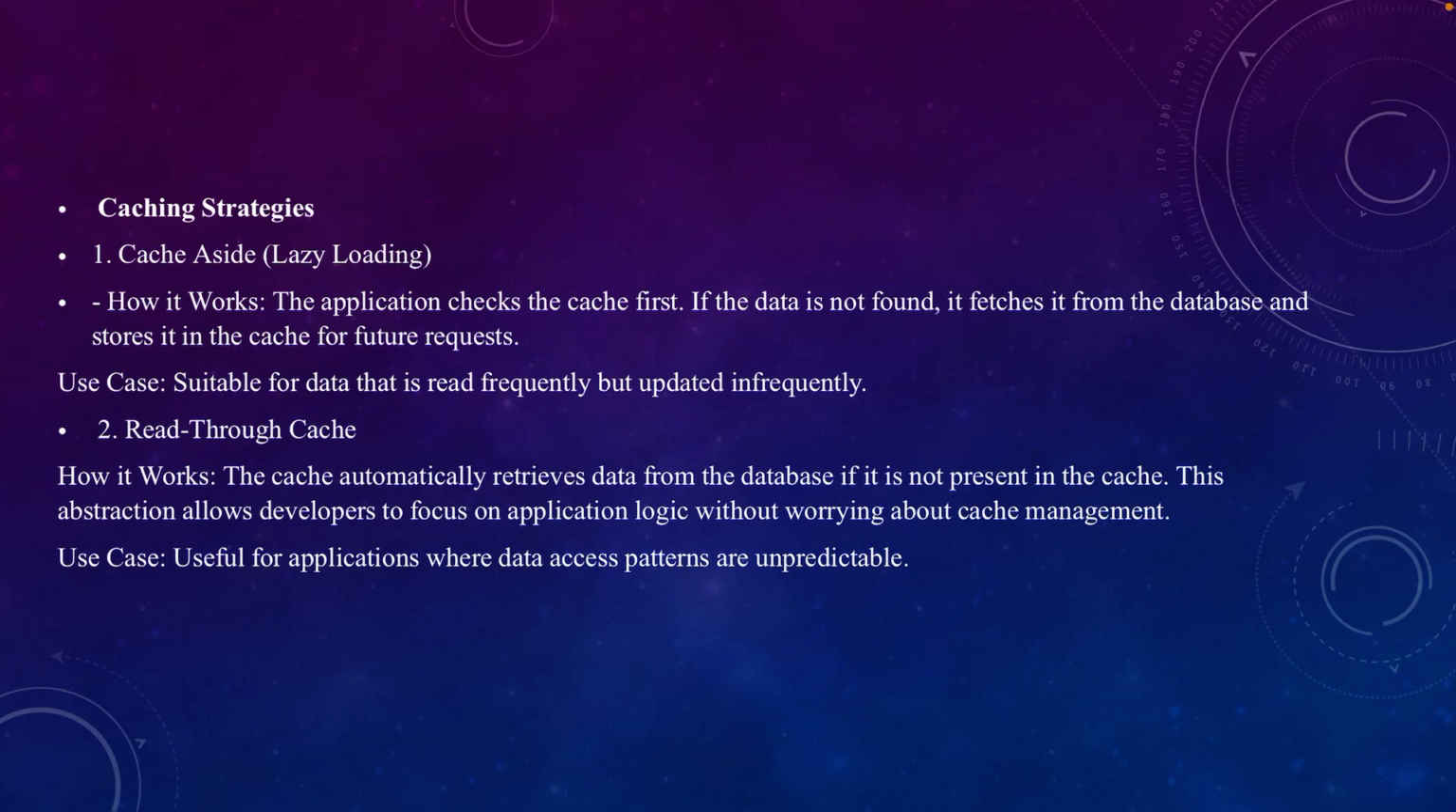Then we move to read through cache, where the cache automatically retrieves data from the database if it is not present in the cache. This abstraction allows developers to focus on application logic without worrying about cache management. So with read through cache, the cache retrieves data automatically from the database when the data is not in the cache.